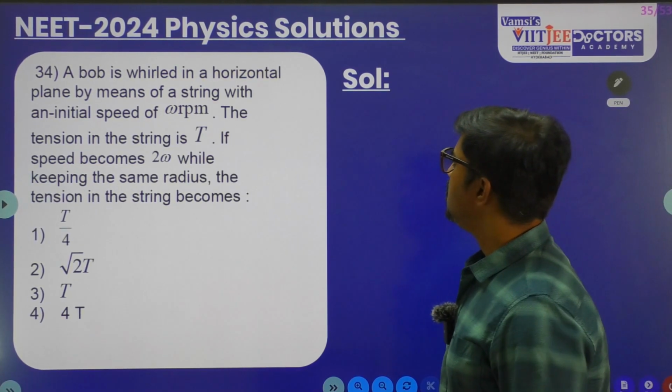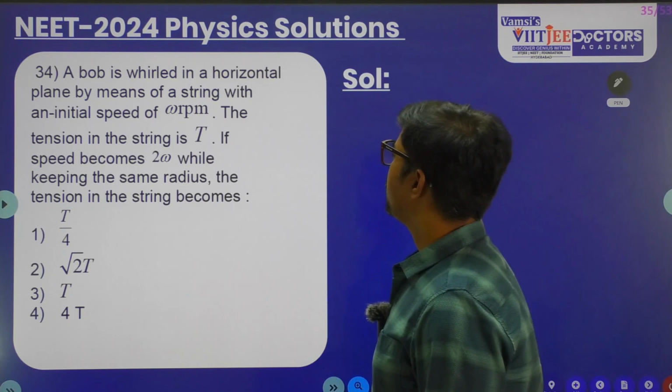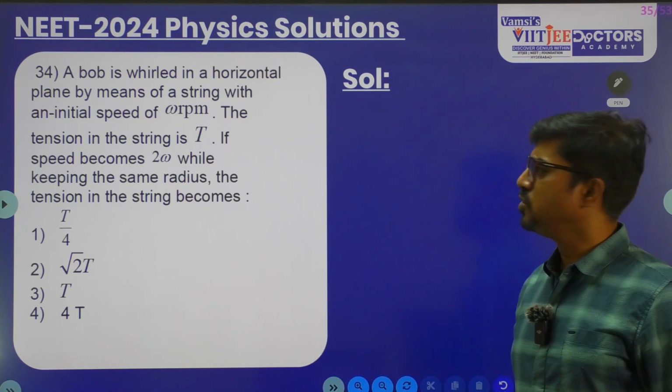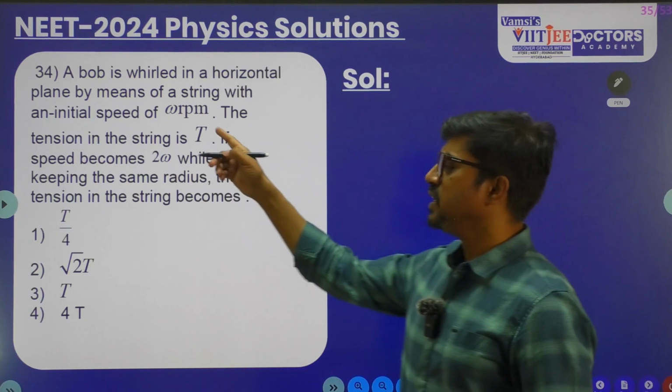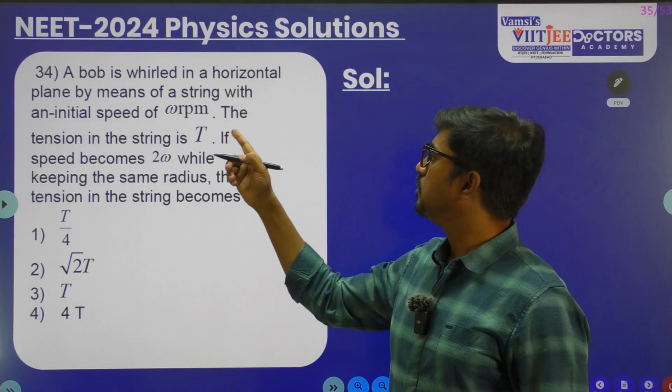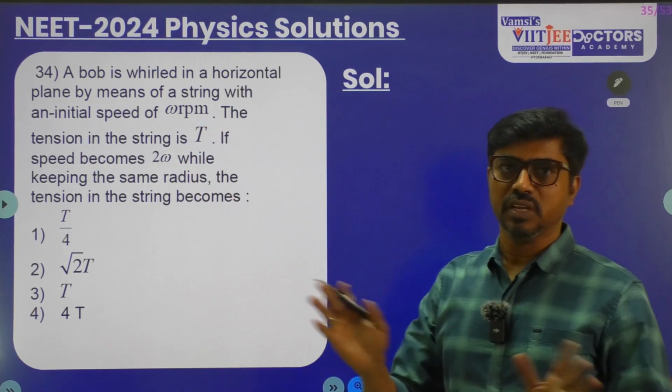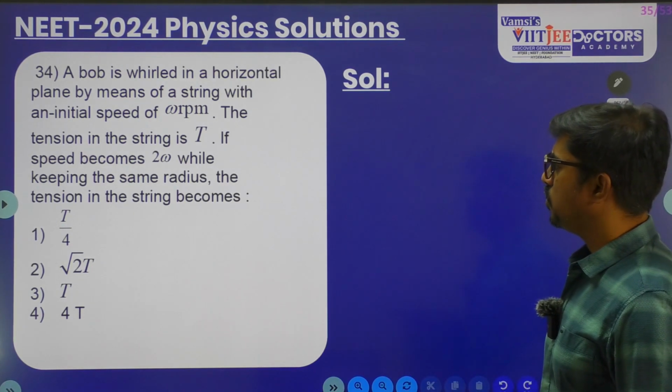A bird is whirled in a horizontal plane by means of a string with an initial speed of omega revolutions per minute. So this omega is not angular velocity, it's a frequency, but anyway, in proportions, it will cancel out. You don't have to worry about it.